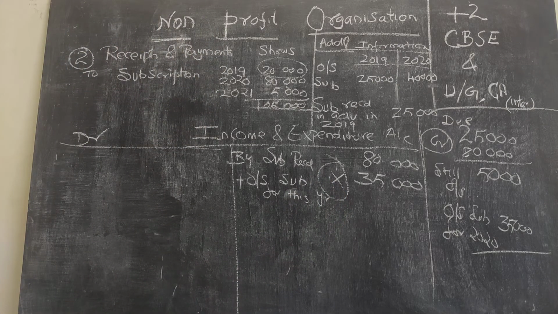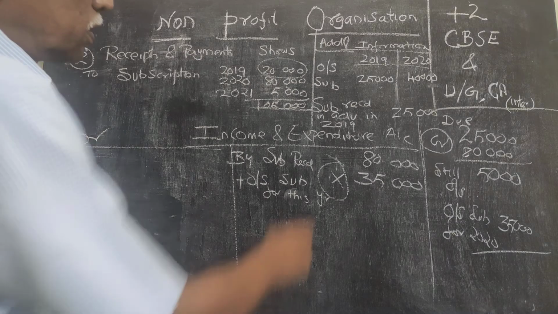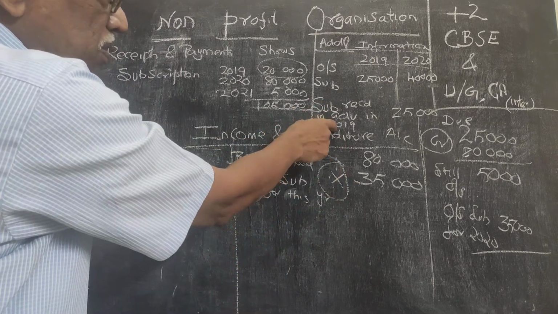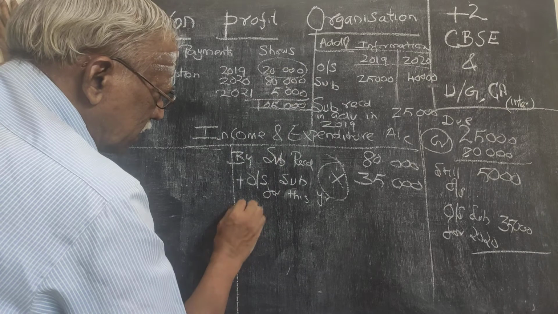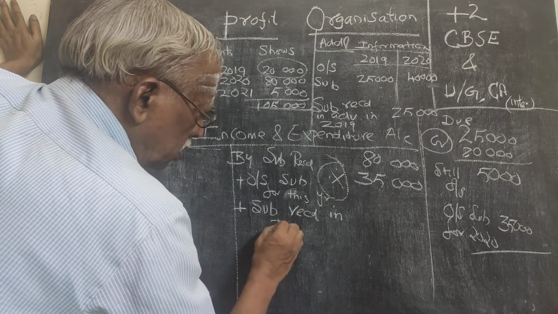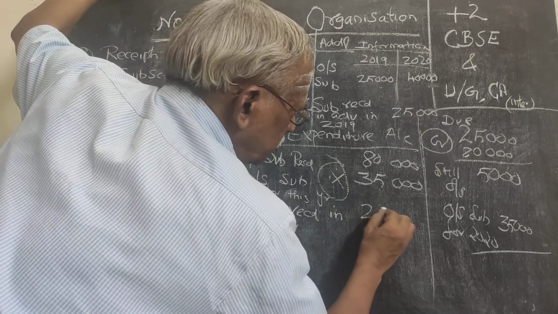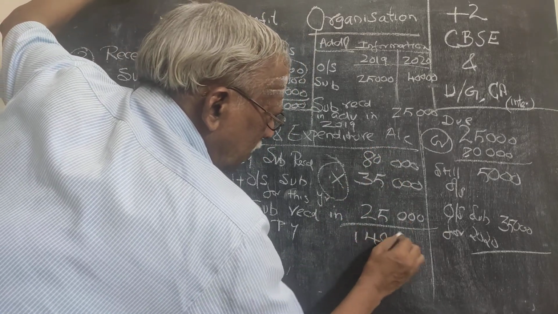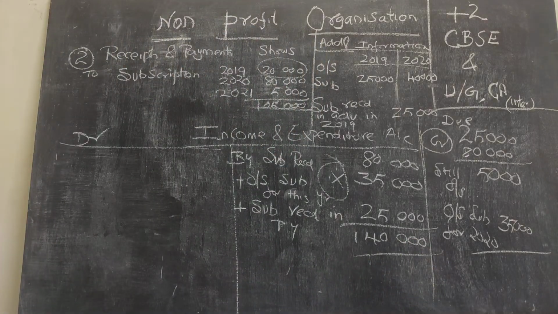$80,000 plus 35,000. And then subscription received in advance in 2019. That means that this is for this year. Subscription received in advance, so that also should be added. Received in previous year. So the total is 1,40,000. So 1,40,000 is the amount of subscription due for this year.